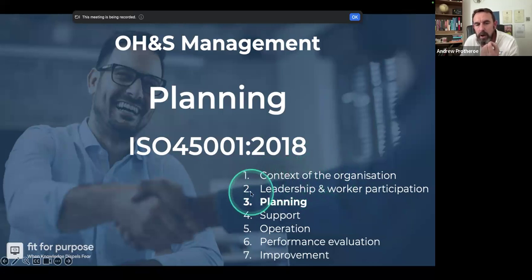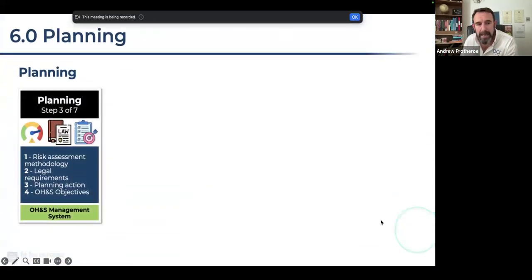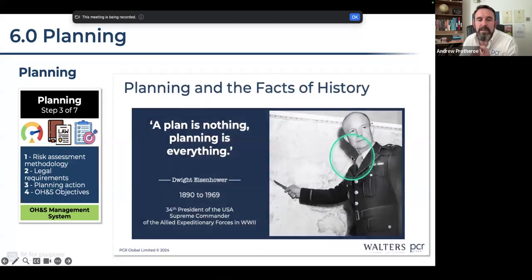We know who we are. We've got a good team at the top. We know we've got roles and responsibilities. We've got a good policy. Right, what are we going to do next? We're going to plan. Right. What is planning about? Planning is about risk, isn't it? Of course it is. Planning is about the risk assessment methodology, legal requirements, and planning action and objectives. Really important planning. If you don't plan, you're going to fail. It is as simple as that.